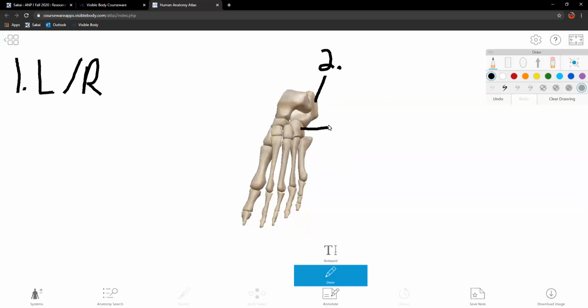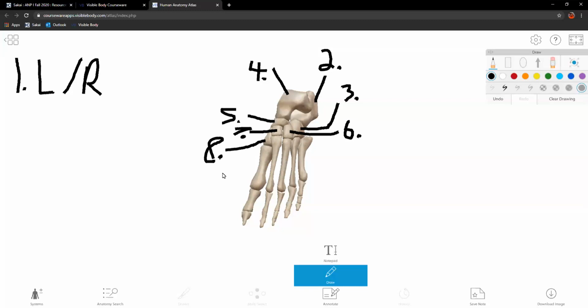Number three is going to be this guy. Number four will be this one. Number five will be this guy right here. Number six will be this one right here. Number seven, ooh, that's a weird seven, sorry about that, will be that one. And then number eight will be that guy.